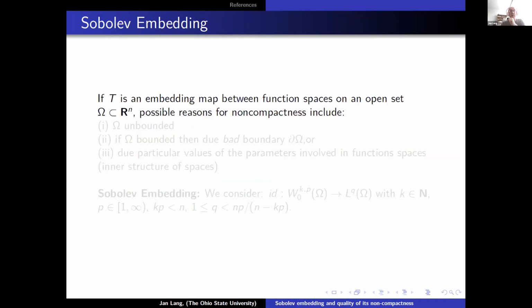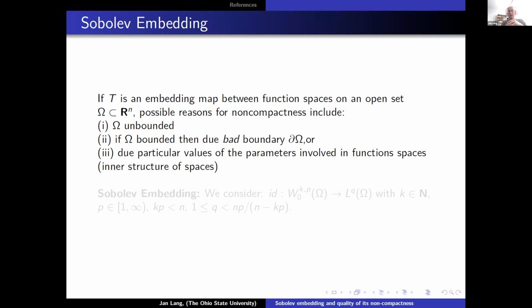Now, what will we do in the next part? We would like to look at embeddings between some function spaces defined on some open set omega. We can see that the non-compactness for such embeddings can happen for three different reasons. One reason is that our domain is unbounded. Another reason for non-compactness is that our domain is bounded, but the boundary could be really bad and misbehaving. And the third reason for non-compactness is due to the structure of your spaces, something from inside.